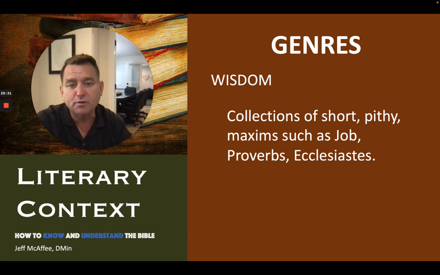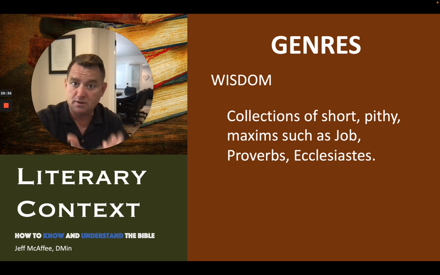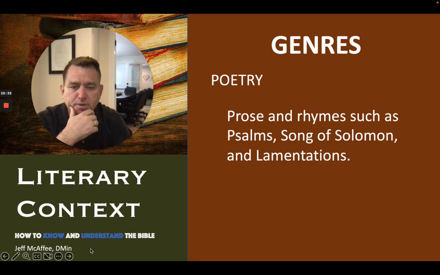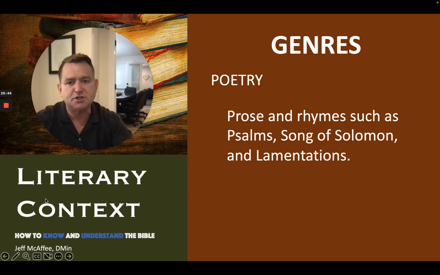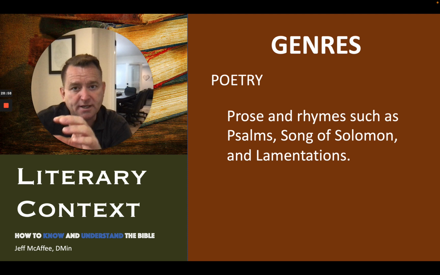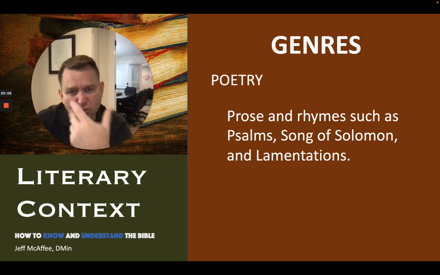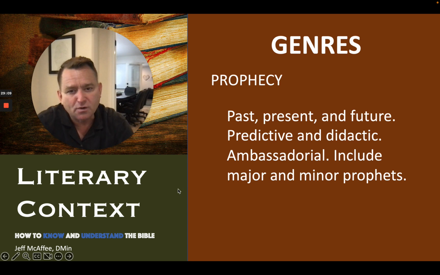And so when we're reading through the wisdom books, again, there's a certain way that we read them so that we understand them. Poetry, prose and rhymes, such as Psalms and Song of Solomon and Lamentations. The poetry books are a subcategory of the wisdom books, by the way. I pulled them out separately here, though, because not all the wisdom writings are written in poetic prose. So I pulled these out separately as its own genre, and we'll take a look at that later on.